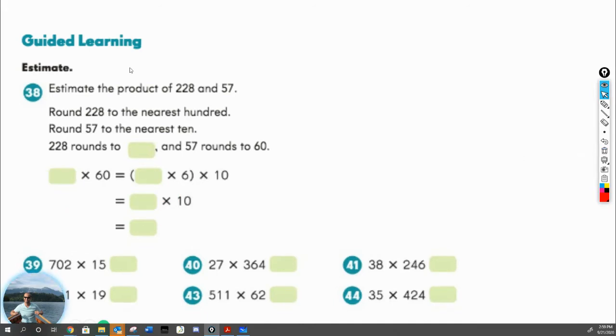So, in this case, we're going to estimate the product of 228 and 57.